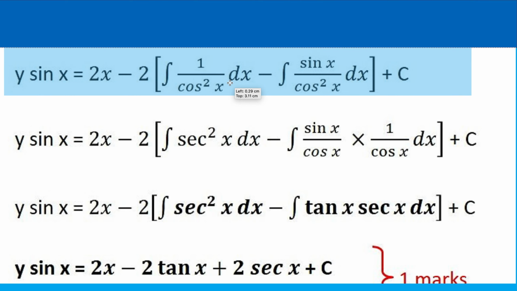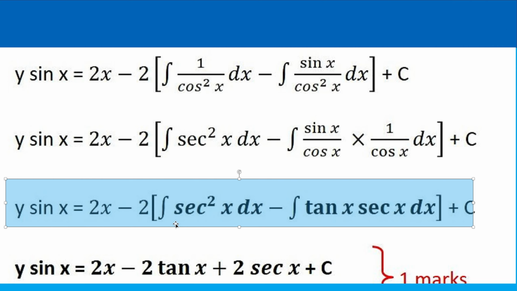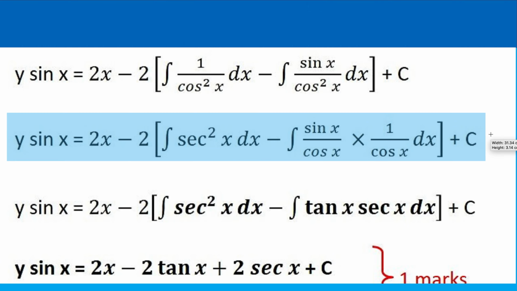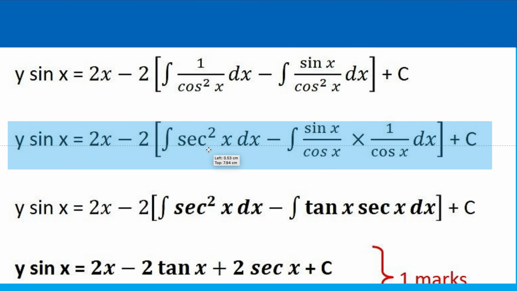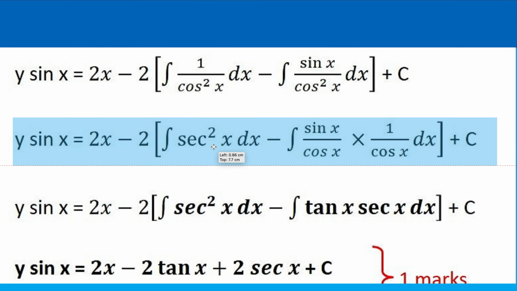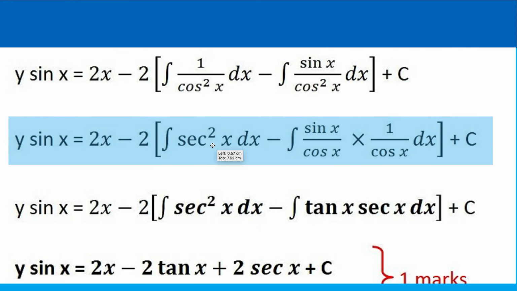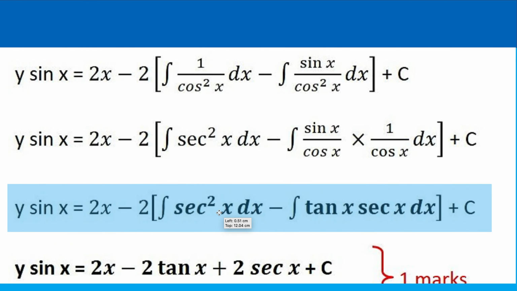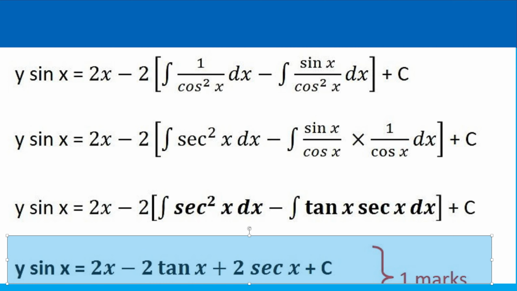and then we will use our knowledge of trigonometric functions to get these values, sec square x dx minus tan x sec x. The reason we are getting these values is because 1 upon cos square x is nothing but sec square x, because 1 upon cos is sec, and sin upon cos is tan. But here we've got sin upon cos square x, so this becomes sin upon cos into 1 upon cos, which comes as tan x sec x, right? So this is our, and then we just multiply this 2 coefficient into the bracket. So this is our final equation here, right?